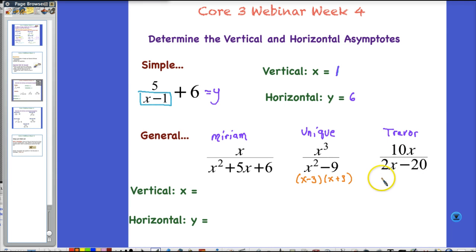All right, so Trevor has factored his. It is 2x minus 10. Excellent job. And Miriam is working hard. I know, Miriam, I gave you a long one. Oh, Elliot is working on it too. Elliot, I like it.